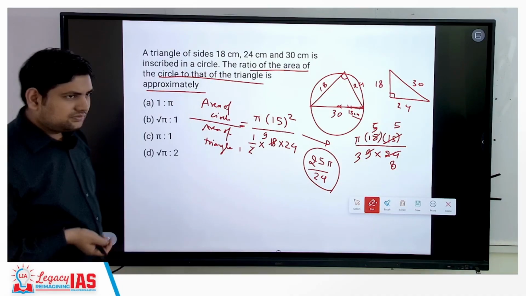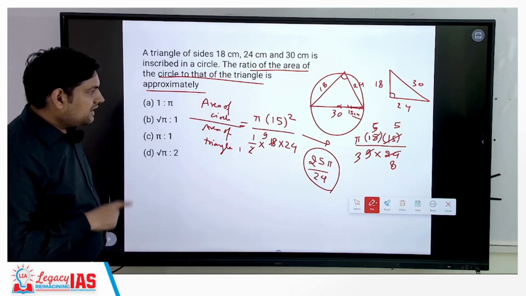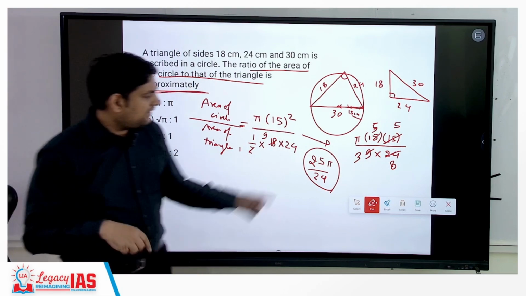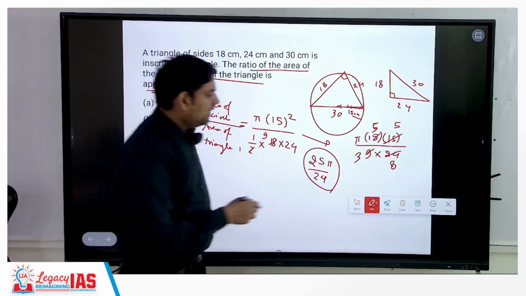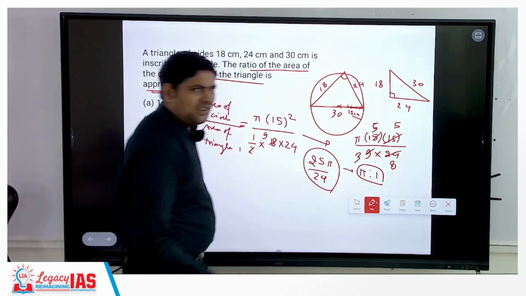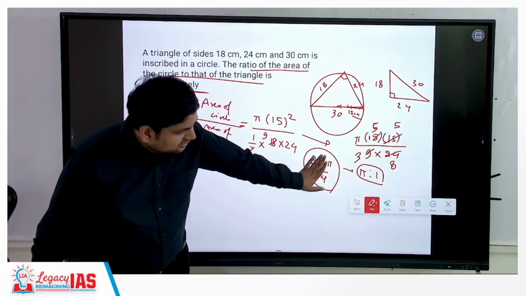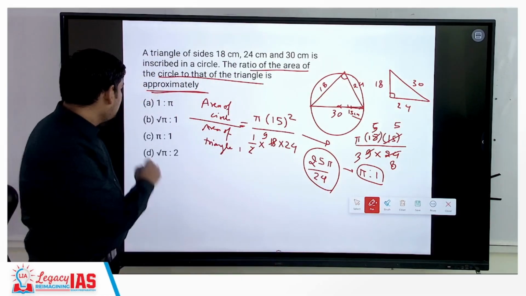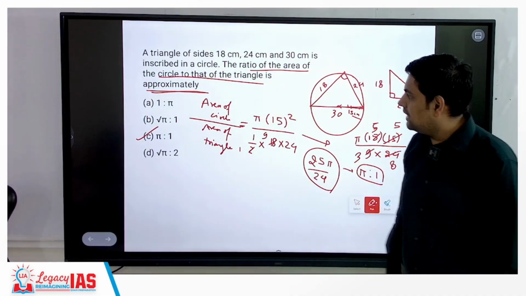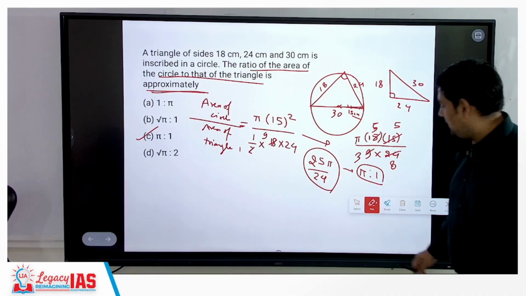Now, what is this ratio closest to? Approximately it is asked. So 25 by 24 is approximately 1 only. So the ratio can be written as pi ratio 1 or pi by 1, because this is approximately 1 only. So it becomes pi by 1. So the answer will be this. Understood? It will be pi by 1. Next.